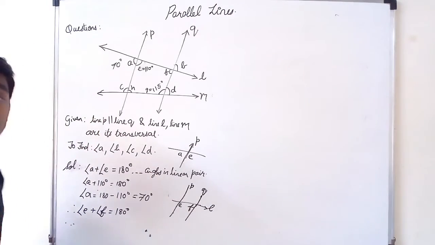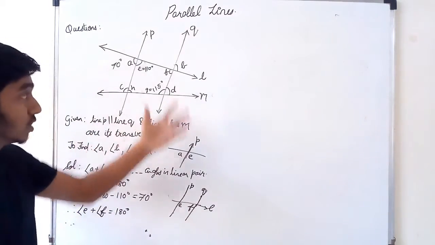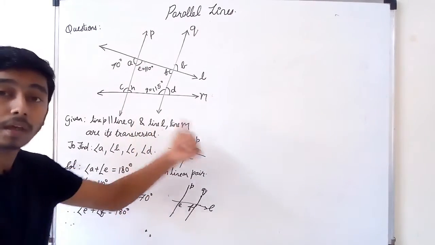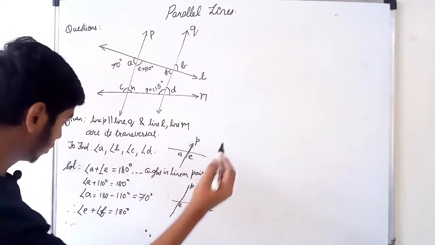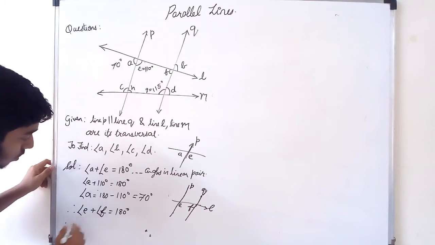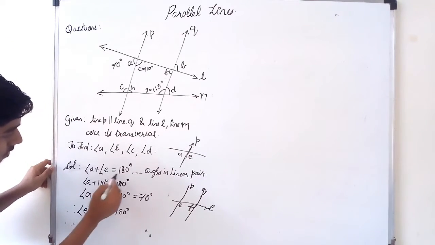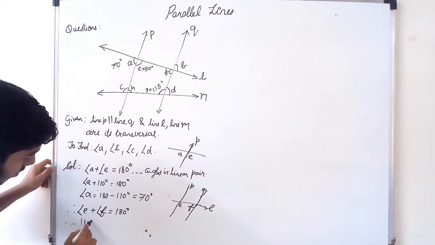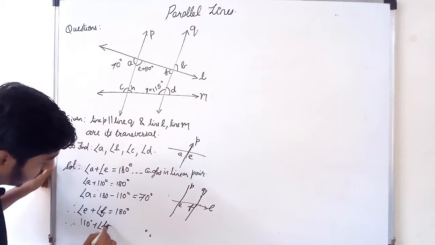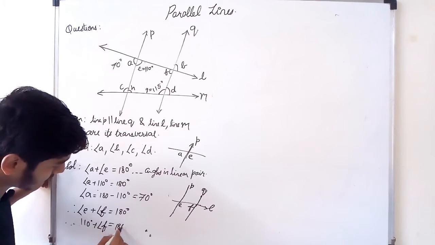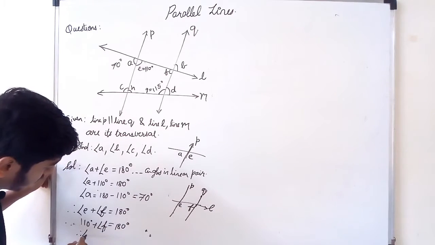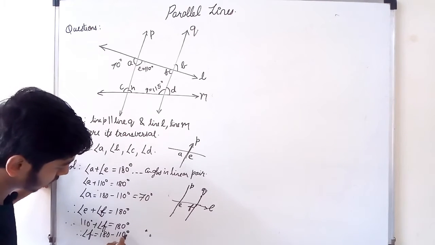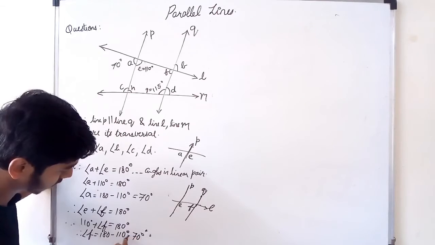Okay, so I hope you are understanding this. If you have understood how to solve this, I want you to solve it on your own and then cross check with what I'm showing. So here angle E is given to us as 110. So 110 plus angle F is equal to 180 degrees. Therefore, angle F is equal to 180 minus 110, which is 70.